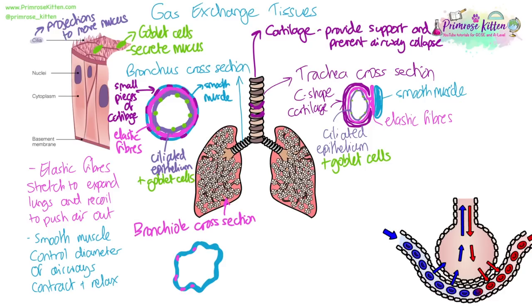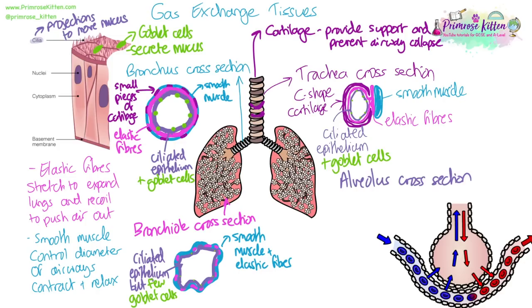A bronchial cross-section, so this is one of the smaller tubes. This is more simple. The outer layer is smooth muscle with some elastic fibres embedded, and then we have ciliated epithelium lining the airway, but this time there are very few goblet cells.